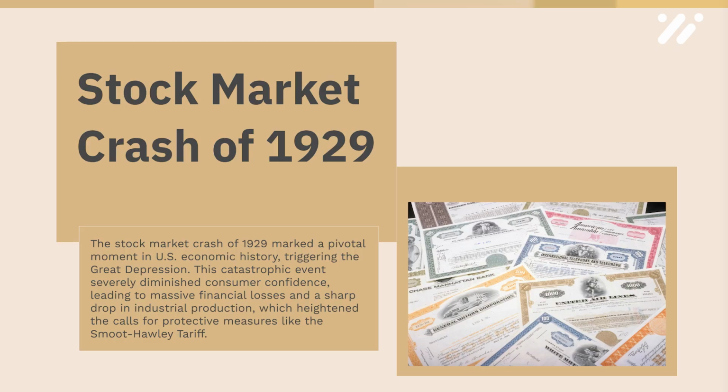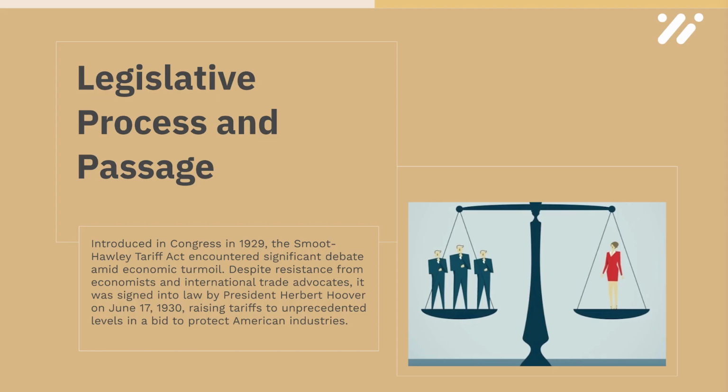Introduced in 1929, the Smoot-Hawley Tariff Act became law on June 17, 1930, despite significant opposition from economists, business leaders, and international allies. The act raised tariffs on agricultural products, manufactured goods, and raw materials, with over 20,000 imported items impacted. Specific industries such as textiles and dairy received substantial protection.